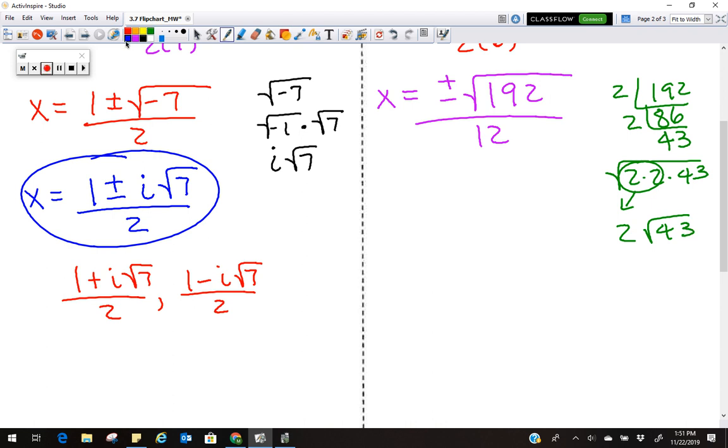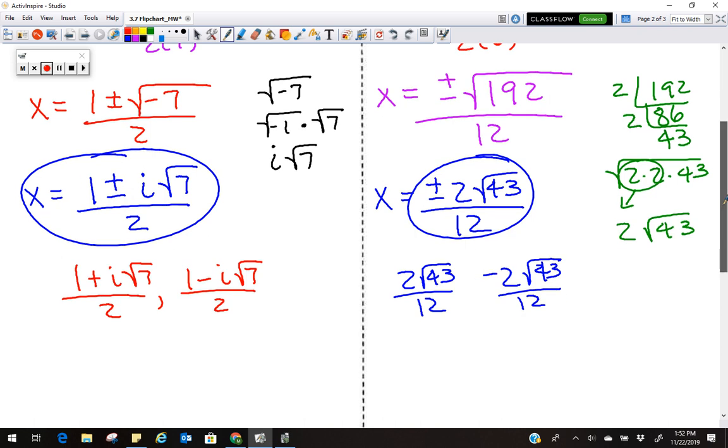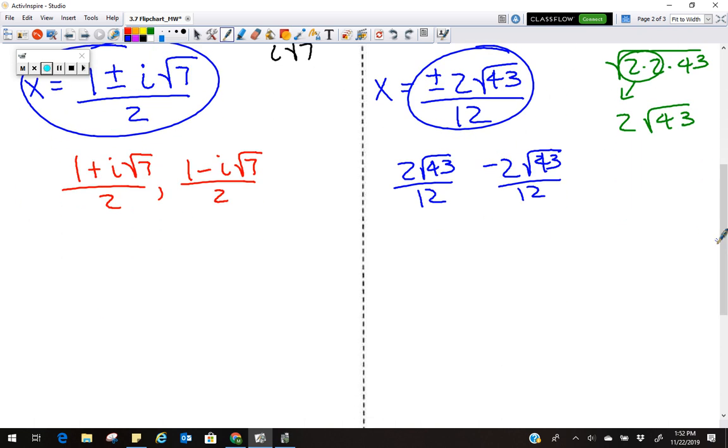Okay, so that means x equals plus or minus 2 square root of 43 divided by 12. And again, I'm okay if you leave it like that, or you could say 2 square root of 43 divided by 12, or negative 2 square root of 43 divided by 12. But actually, this is just like a fraction here, so that would really reduce to square root of 43 over 6, because you've got that. And then this one would be negative square root of 43 over 6.